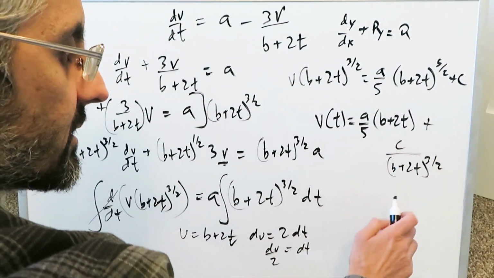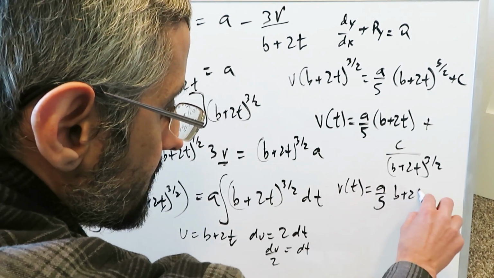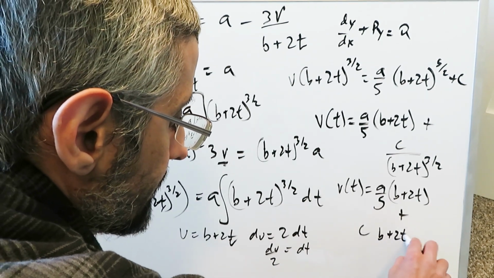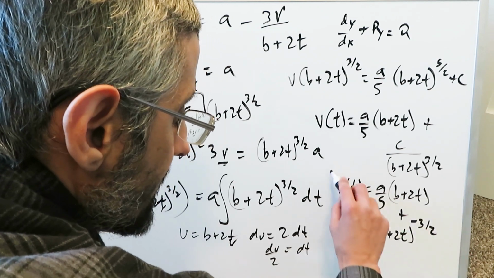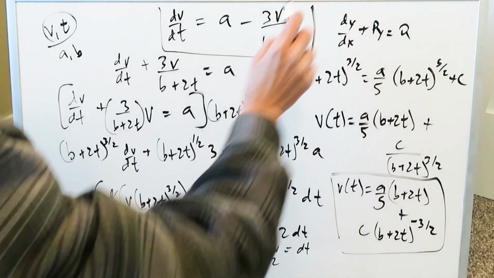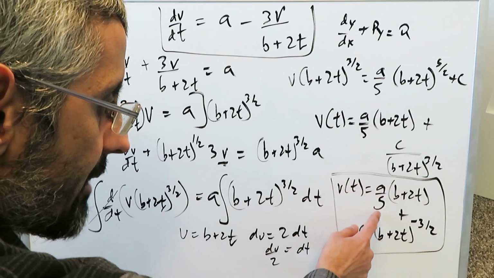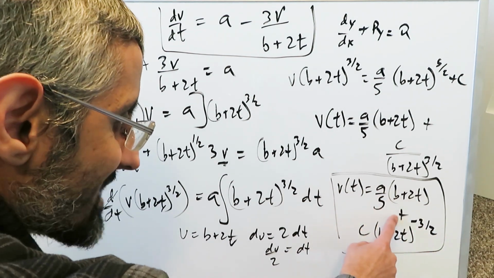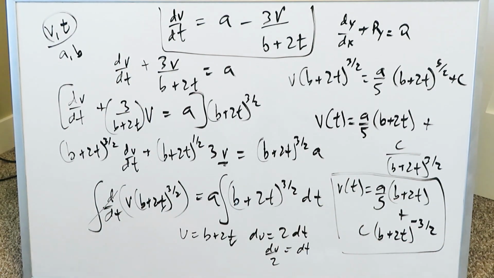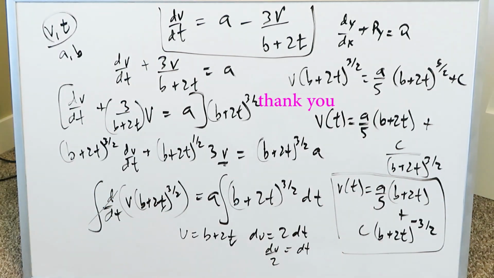Again, this can be brought up. The variable v with respect to t is equal to a over 5 b plus 2t in a parentheses plus c b plus 2t to the power of minus 3 over 2. This right here is your function or the equation for which this differential equation is true, and it has been solved for you. Again, I'll repeat it. Variable v with respect to t is equal to a over 5 parentheses b plus 2t plus c parentheses b plus 2t to the power of minus 3 over 2, and it should be right. You could have stopped here if you wanted. You can stop here if you want, but this right here, in my opinion, is a better answer.